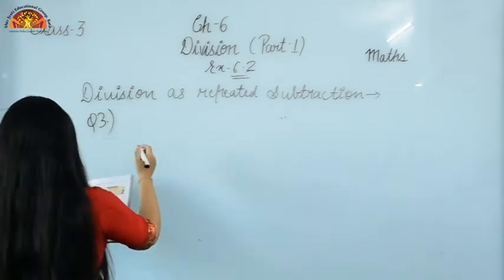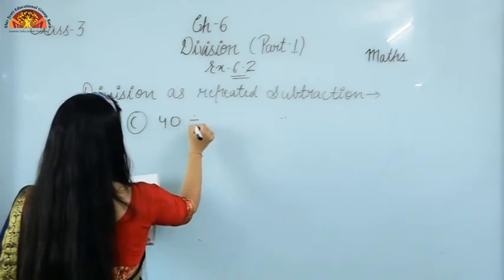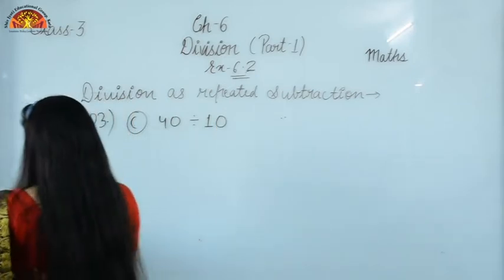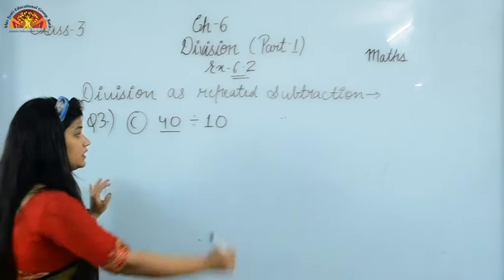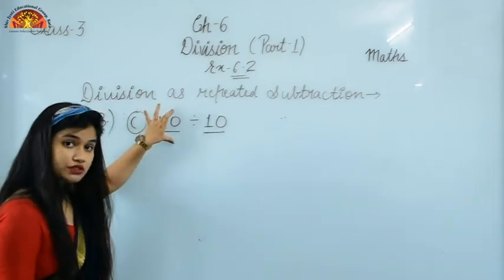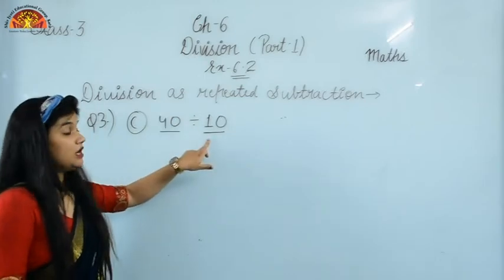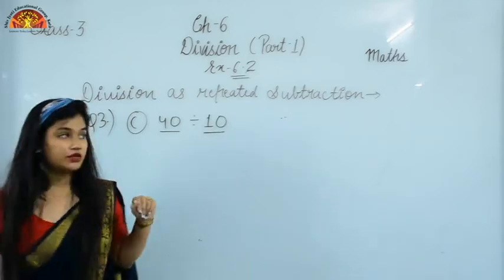So just look here. We are taking the C part, and the C part is 40 divided by 10. So here the dividend is given in the question. The divisor is also given in the question. हमें क्या करना है? 40 को डिवाइड करना है 10 से, and we have to use repeated subtraction. So just look here at what we have to do.